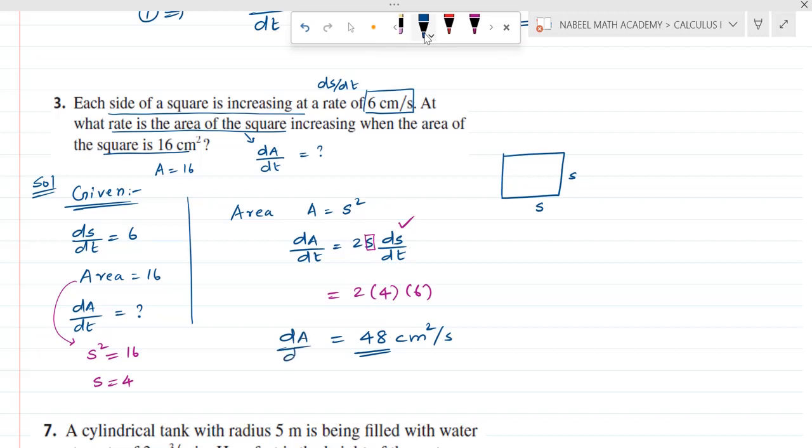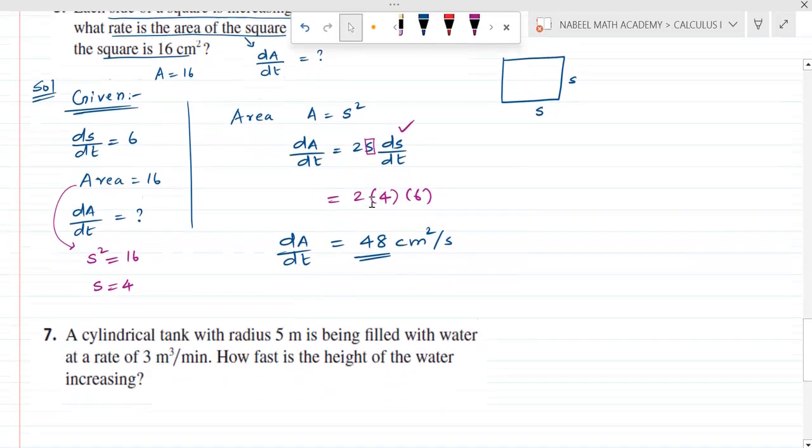So how will you identify the unit? See here, it is centimeter, it is per second, so it is area, that's why square. These are the things you can find easily from the question itself.